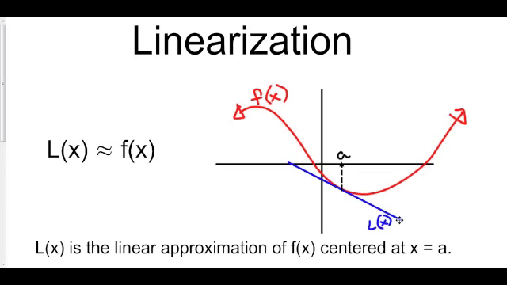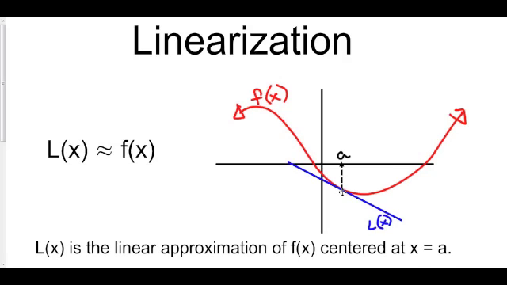Well, what we're going to do now is use that tangent line to approximate other function values relatively close to a. Now here's the actual wording for this. L of x, our linearization centered at x equals a, is the linear approximation of f of x, and it is centered at x equals a.